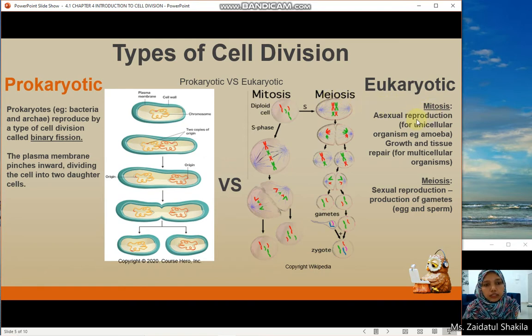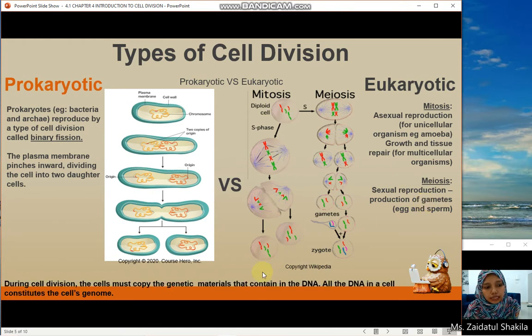For unicellular organisms, they use cell division for asexual reproduction, for example amoeba. For multicellular organisms, they use mitosis for growth and tissue repairing. And other than that, eukaryotes also use meiosis for sexual reproduction. They produce gametes, whereby they produce egg and sperm.